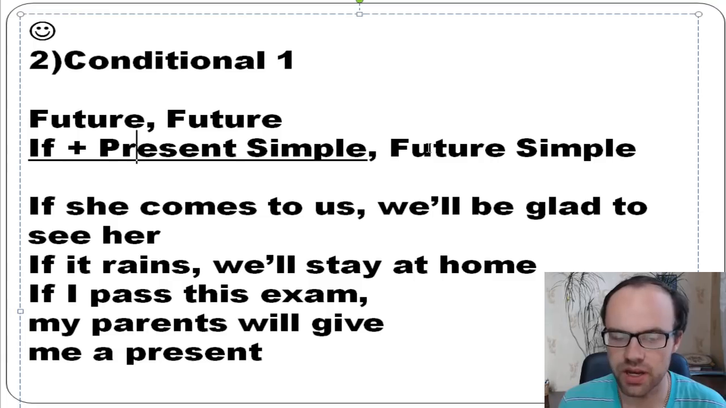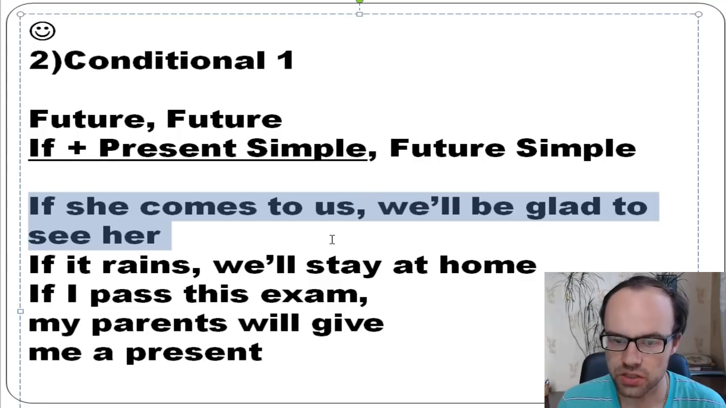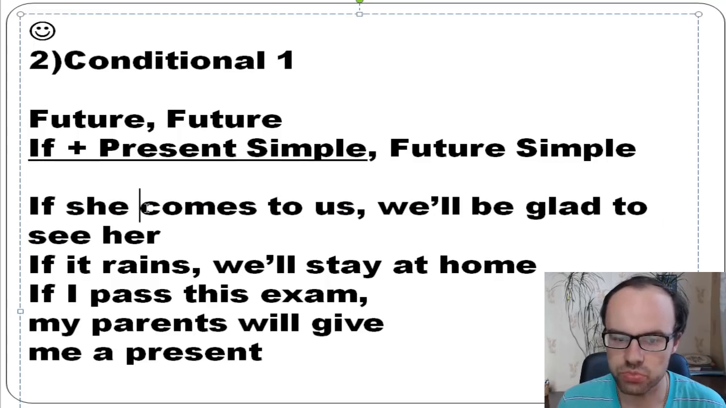Let me give you an example. If she comes to us, we'll be glad to see her. So if she comes to us, we'll be glad to see her. You see that it's in present simple. If we have he, she, it, we add s. She comes. If she comes to us, we'll be glad to see her. It's future simple. It's a short form. So we can say we will or we'll.